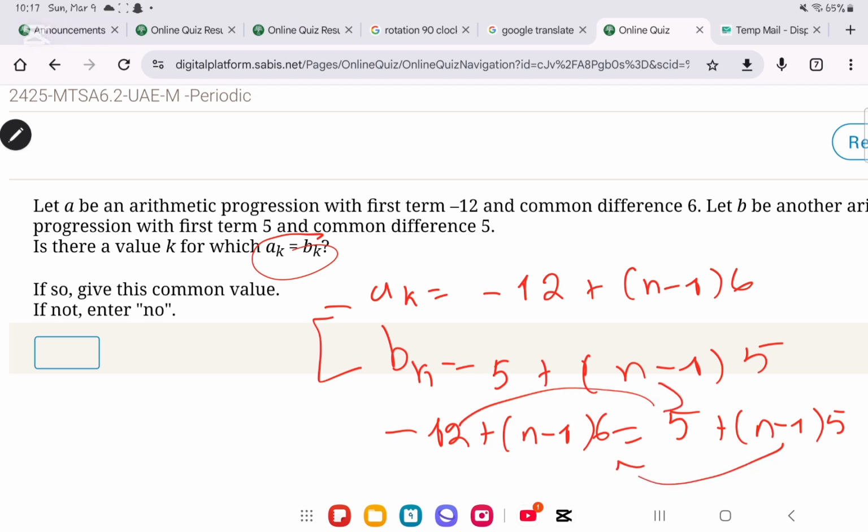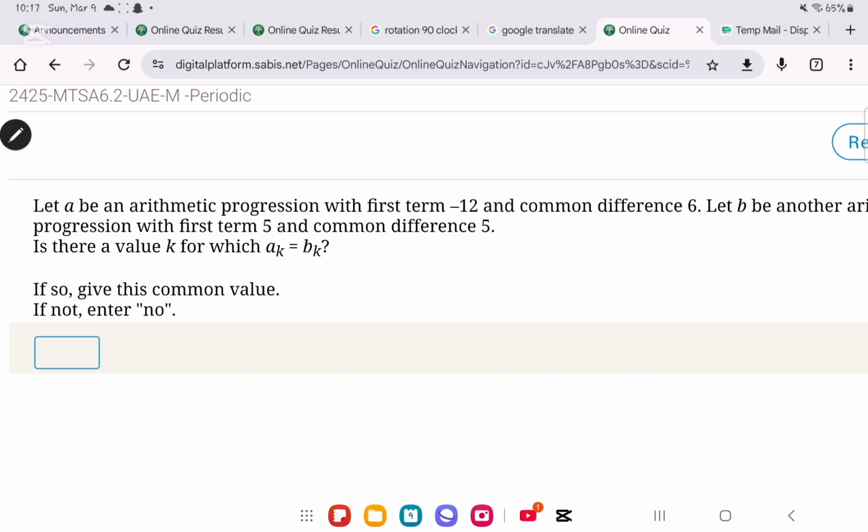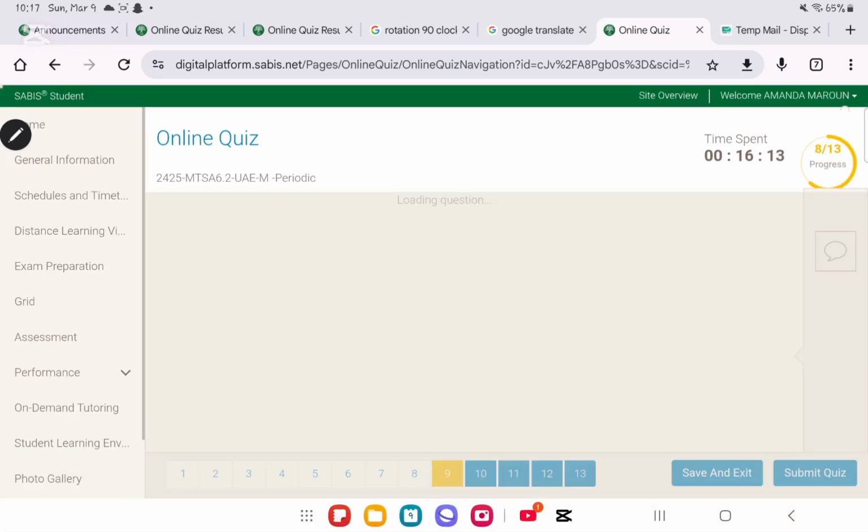You will get very simply that n minus 1 is equal to 17. Bring this to the other side, n is equal to 18. So the common value is going to be 18, okay? We move on to question number 9.